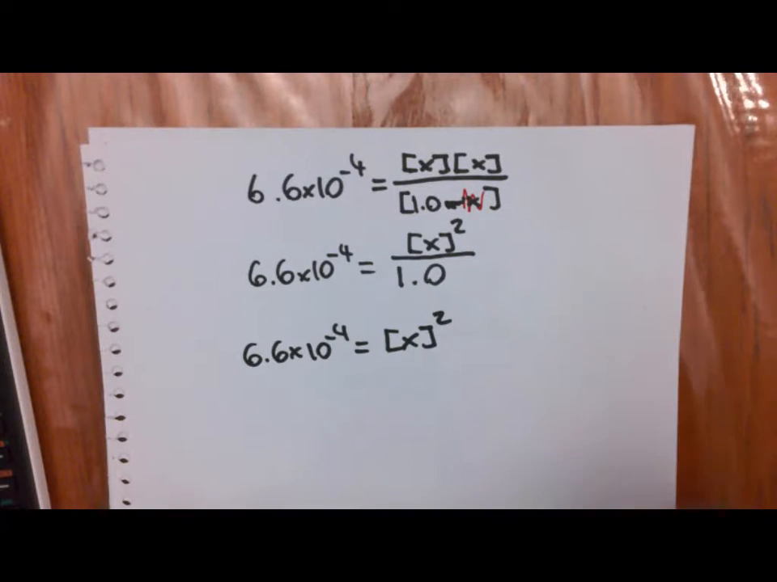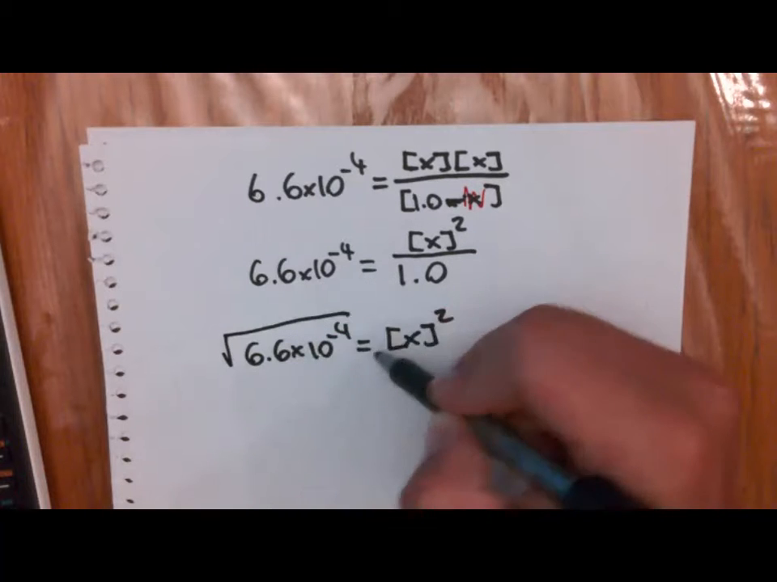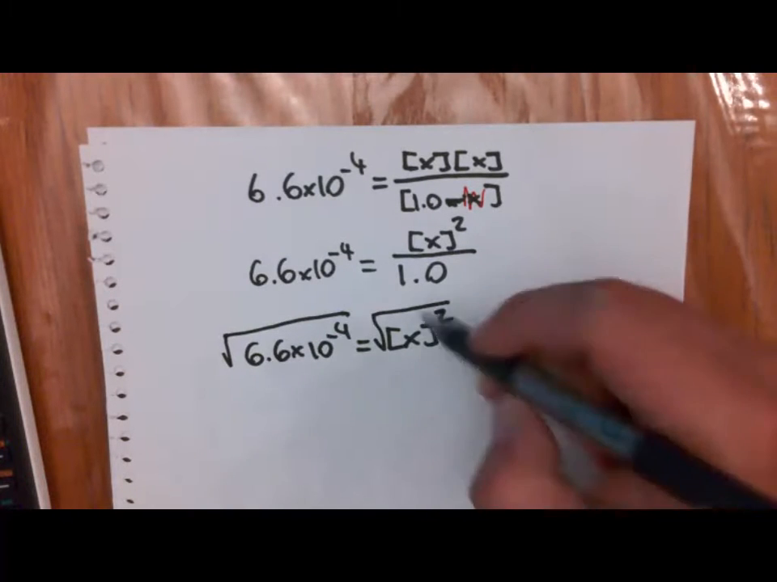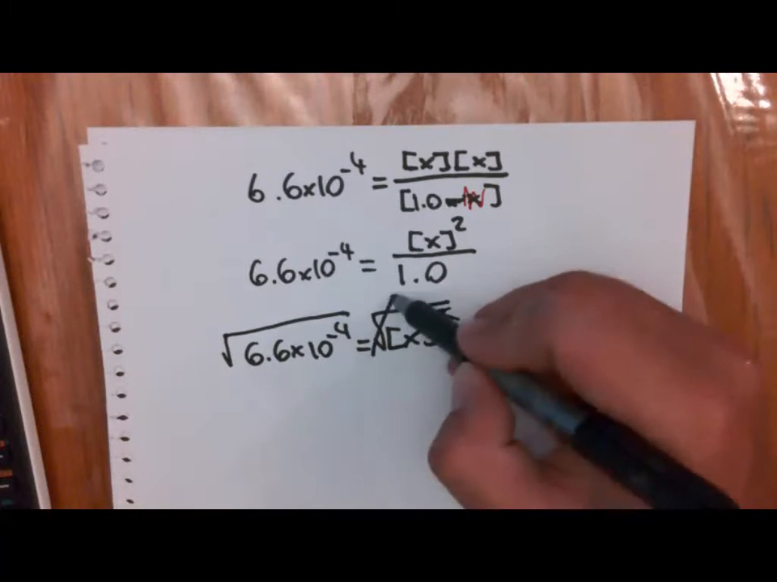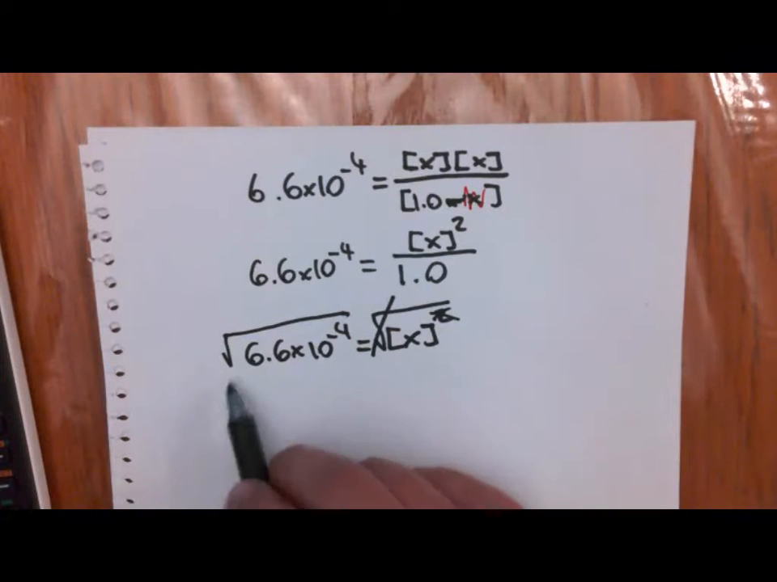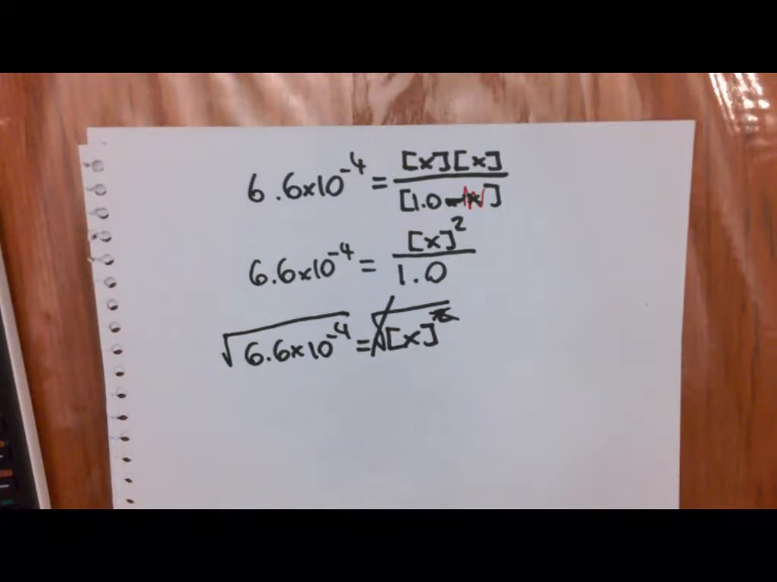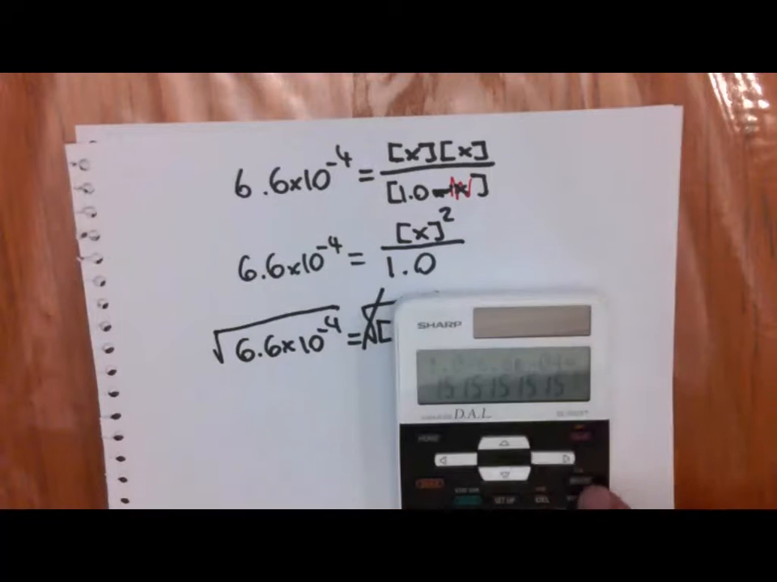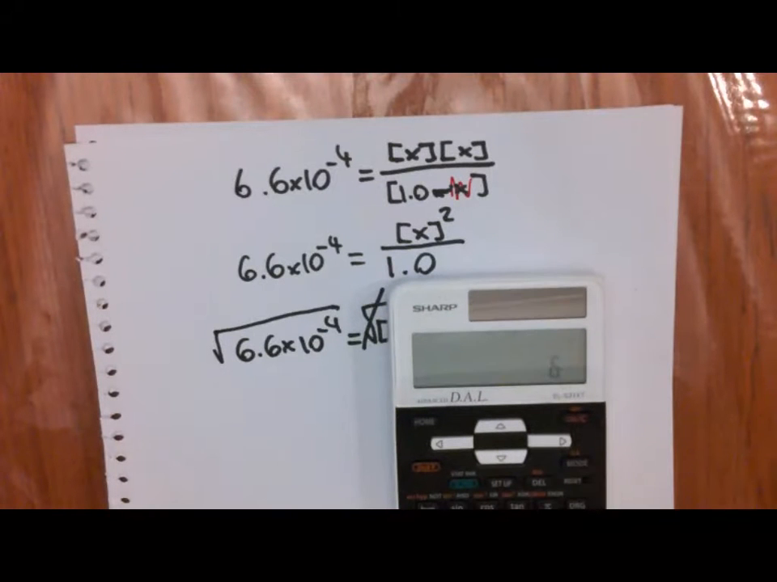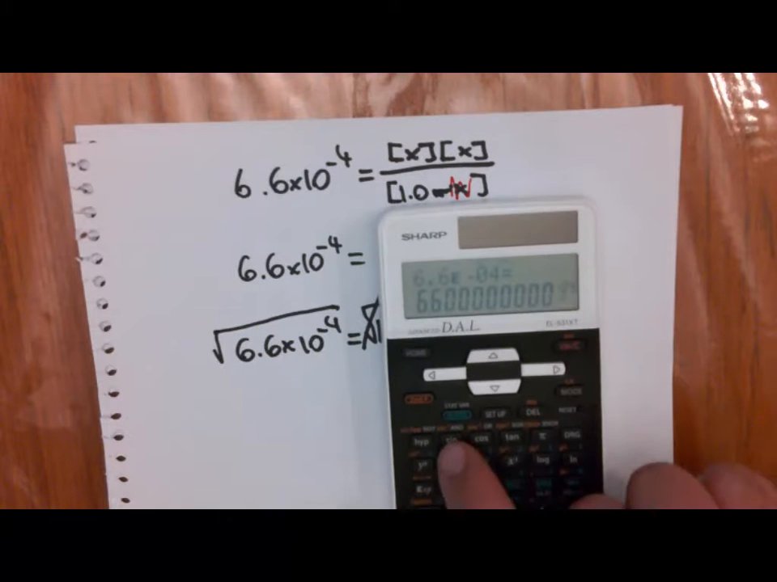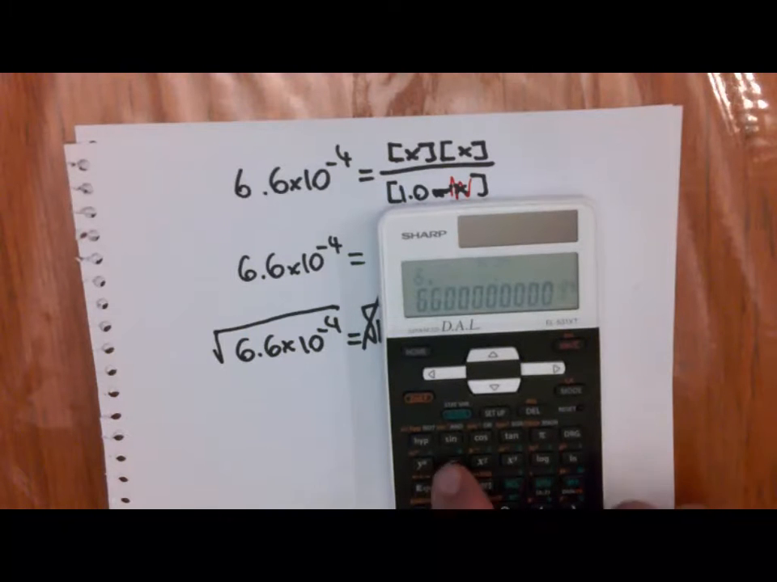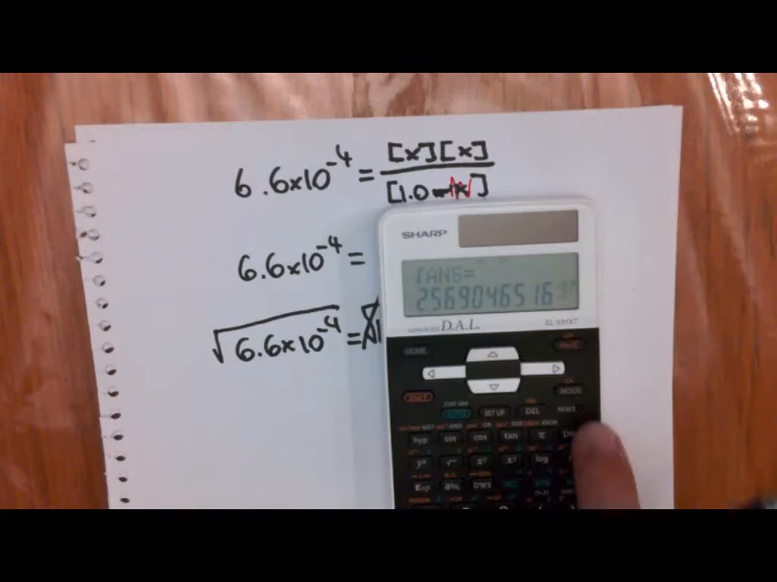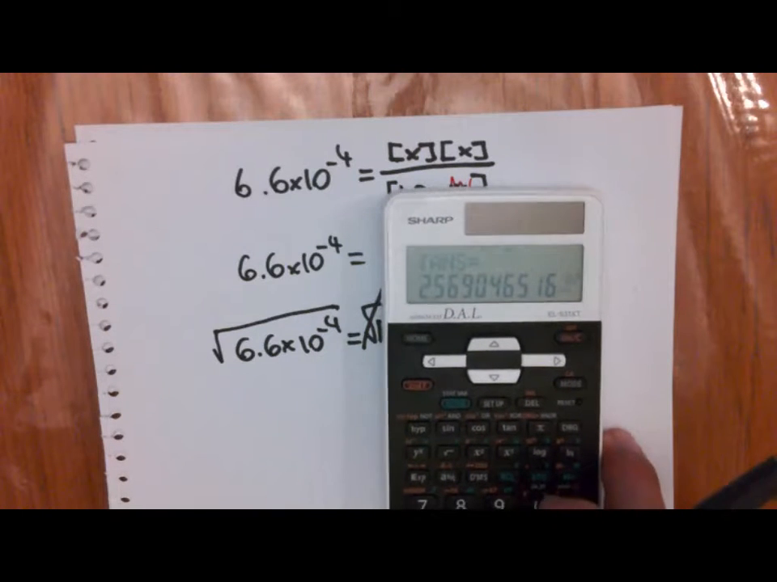All we really have to do is square root both sides. When I square root this, it's going to get rid of the squared. So, in other terms, the square root of 6.6 times 10 to the negative 4 is going to be equal to X. So, if I take my calculator, I'm going to put 6.6 times 10 to the negative 4 and square root it. If you can see here on my calculator, that is going to give me 2.57 times 10 to the negative 2.